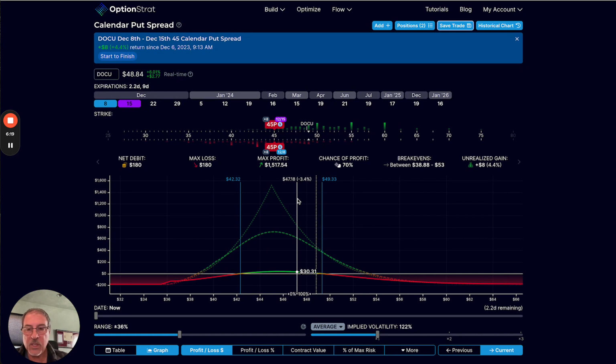So this is a relatively inexpensive earnings trade that has a very good reward to risk ratio. It has a potential reward up here in the $1,500 range, and a max risk less than $200.